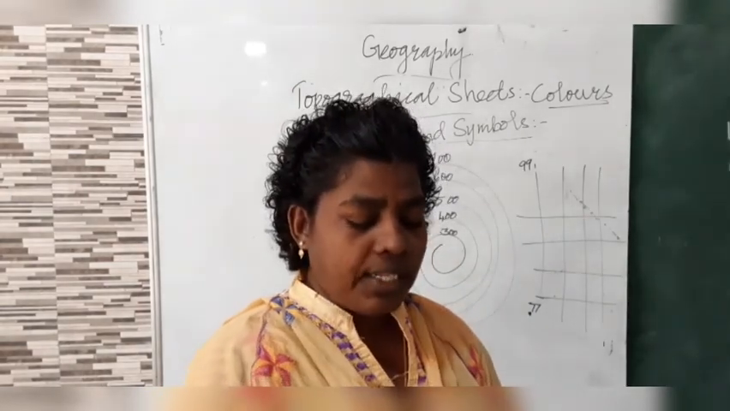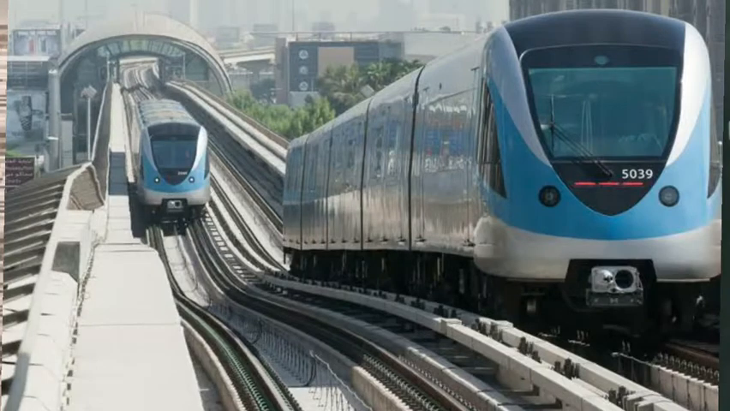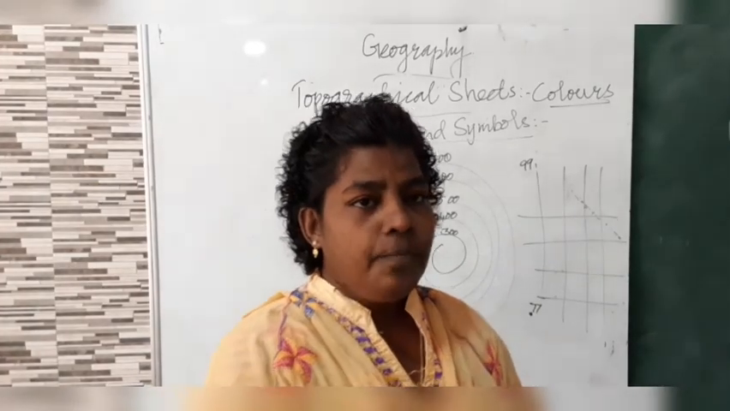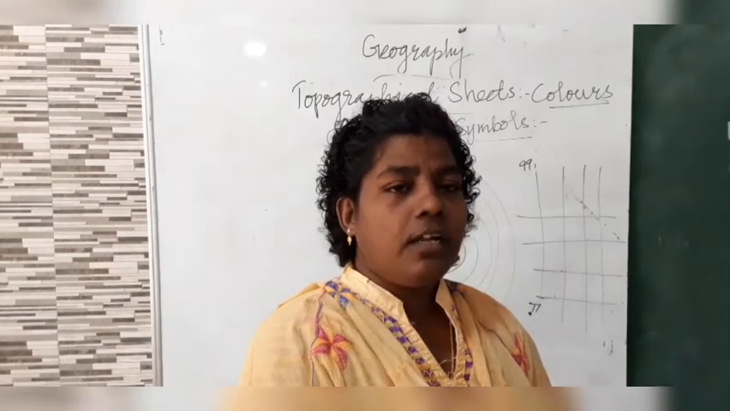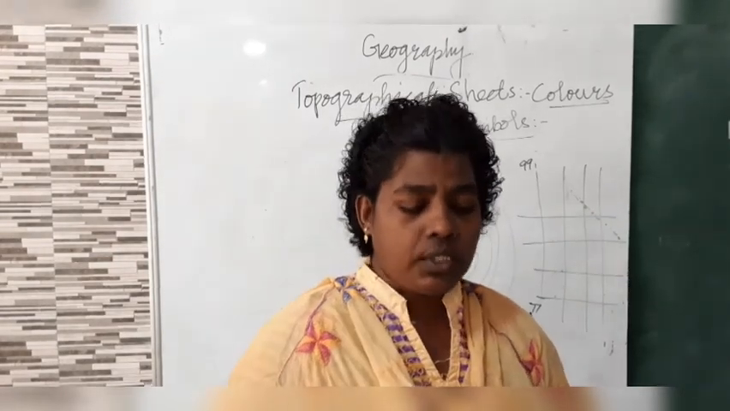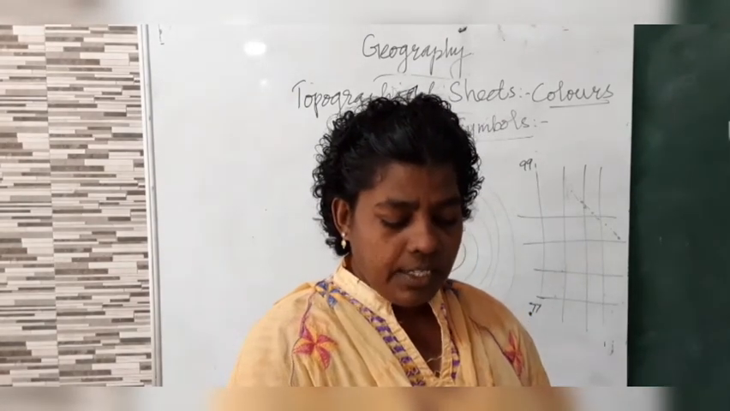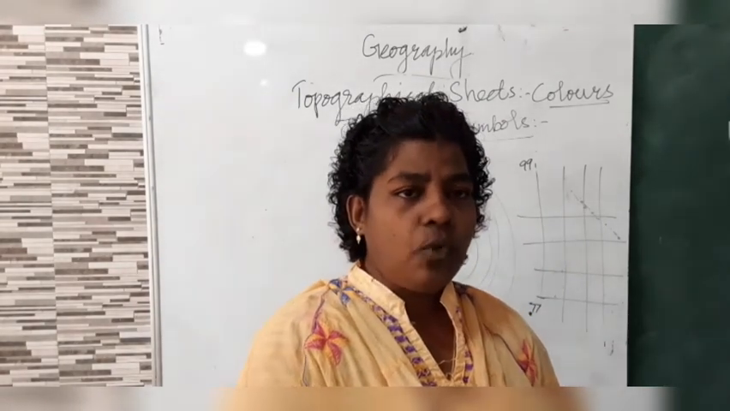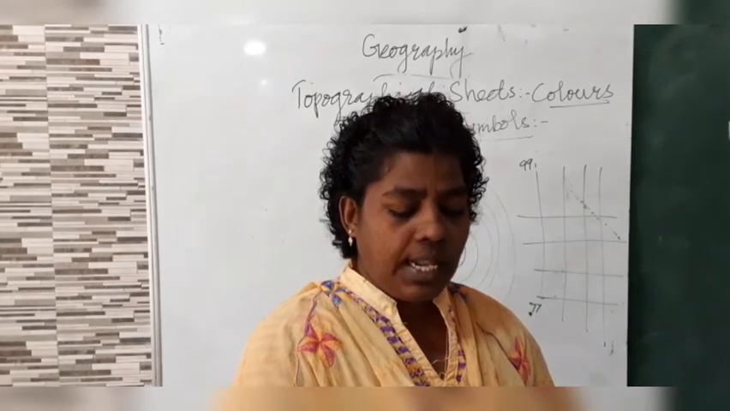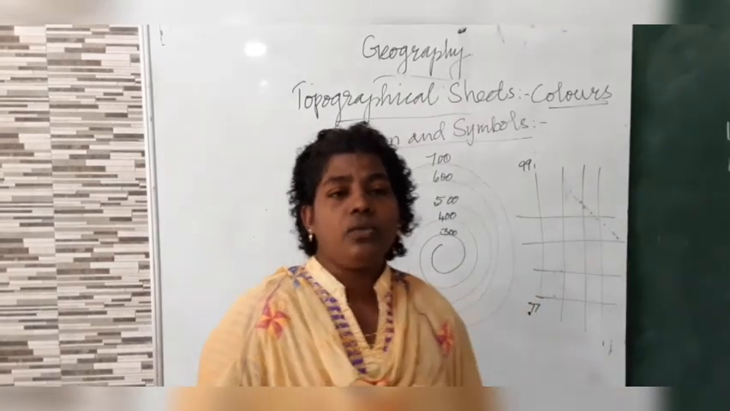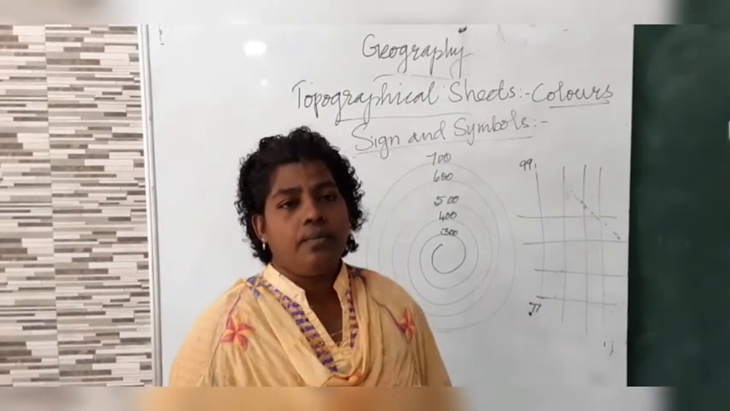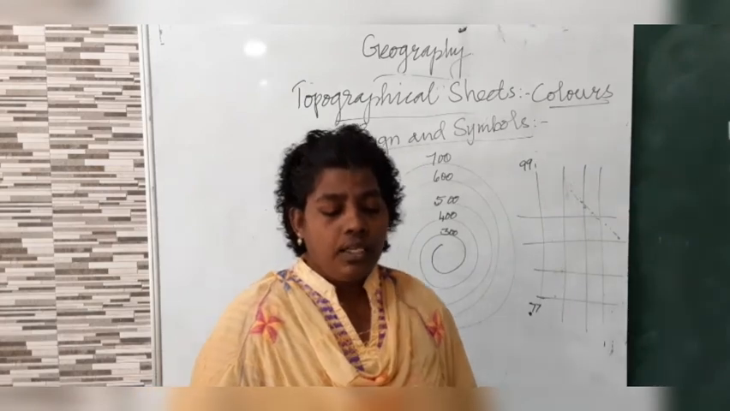Then transport and communication. Under the subheading transport and communication, you can mark from the beginning in the topographical map, till the end of the para. This is your E2 question. And the next subheading, land use, you can fully mark for the E3 question.